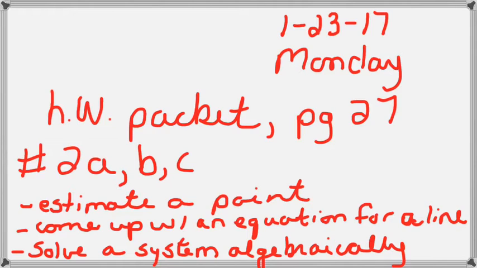The skills you need for today's homework assignment are to estimate a point on a graph, a point of intersection, to come up with an equation for a line on a graph, which we've done before, and to solve a system algebraically. Pay attention to which of these you need help with from the video, because at this point you should be able to do all three of these. This one 100% by yourself, this one at least partially, and for many of you all the way, and this one again at least partially. So pay attention to the parts you might need help with.